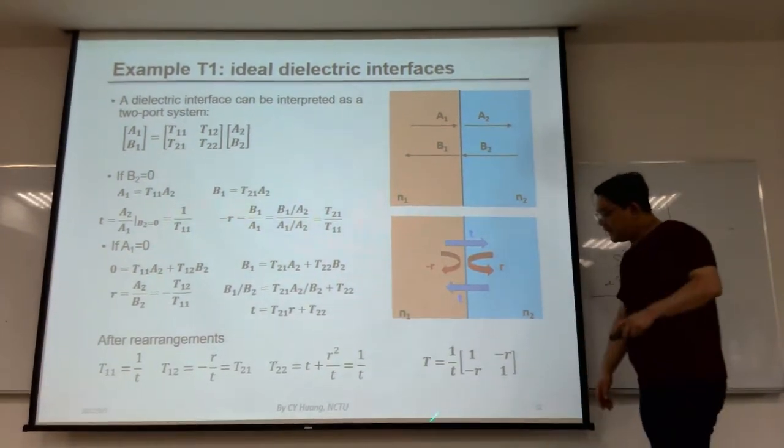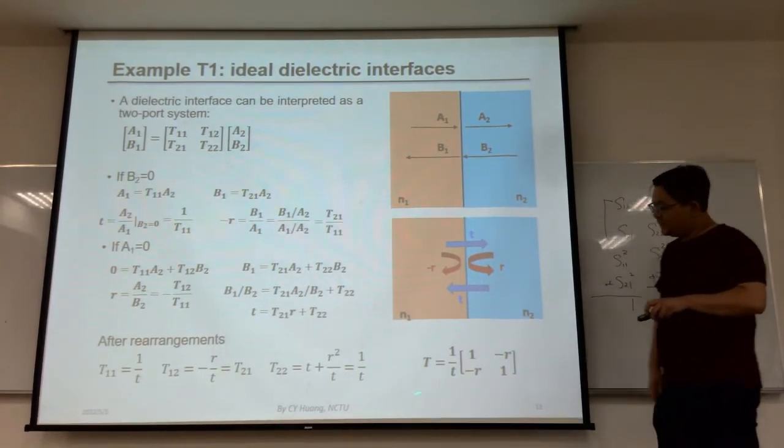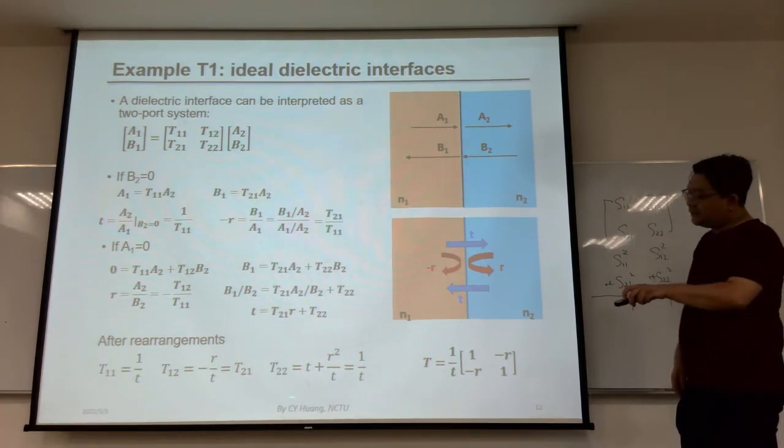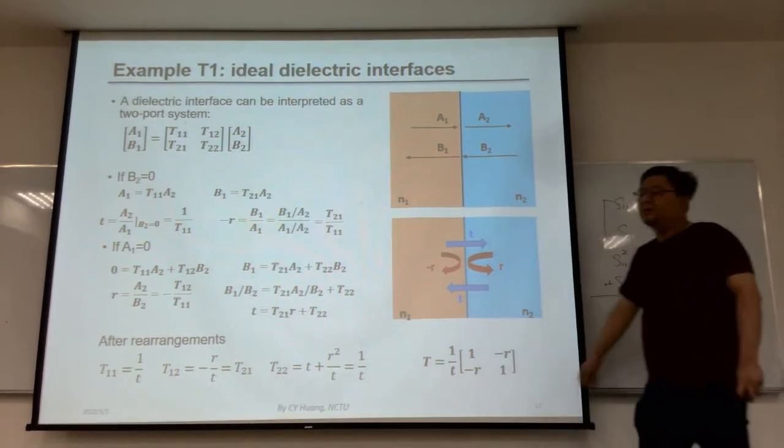Okay, so now the transmission matrix of the interface can be written as 1 divided by T times, because we can pull the 1 over T out of the matrix, 1 minus R minus R 1.